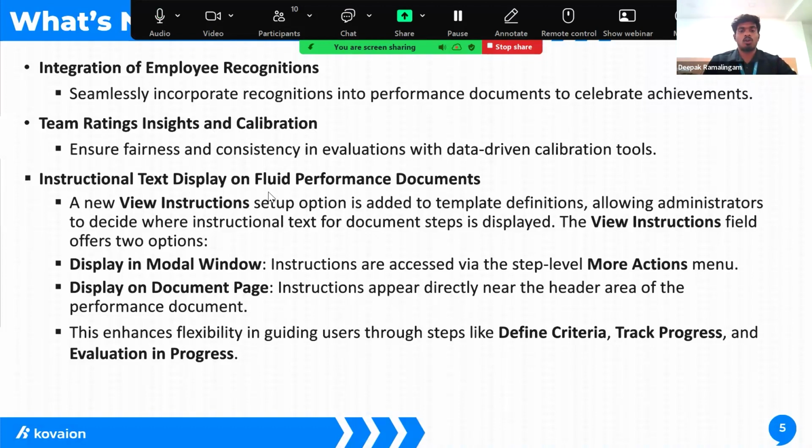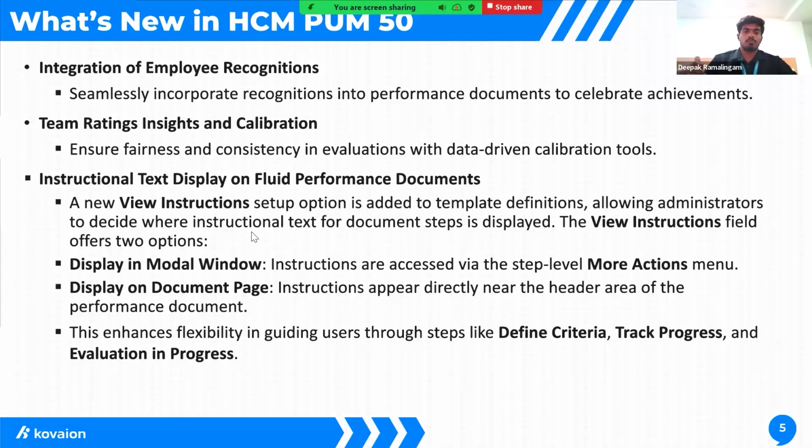And we have instructional text display on fluid performance documents. While doing performance documents, an employee may face many doubts. To avoid those doubts, Oracle has released instructional text display in HCM PUM50. It is of two types: display in modal window and display on document page. Display in modal window means instruction is accessed via the step-level More Actions menu. We can see it in the demo session, or afterwards also, no problem. Display on document page means it will appear directly in your performance document, which will be helpful for the employee. It also enhances flexibility in guiding users through steps like define criteria, tracking the progress, and evaluation in progress.